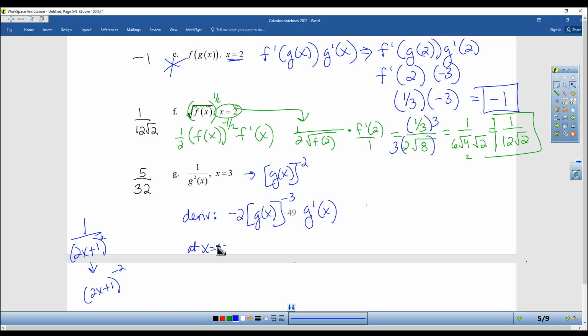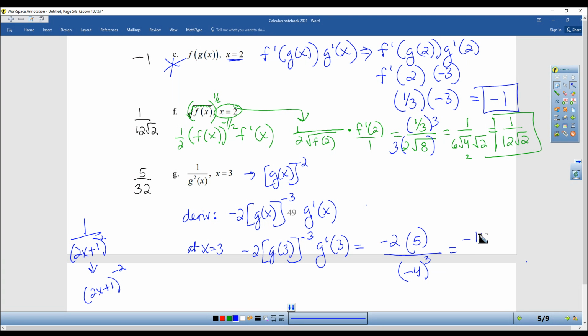At x is equal to 3, I have -2 g of 3 to the -3 times g prime at 3. The -2 stays on top. This moves to the bottom. So g of 3 is -4, but that's going to get cubed. And g prime of 3 is 5.